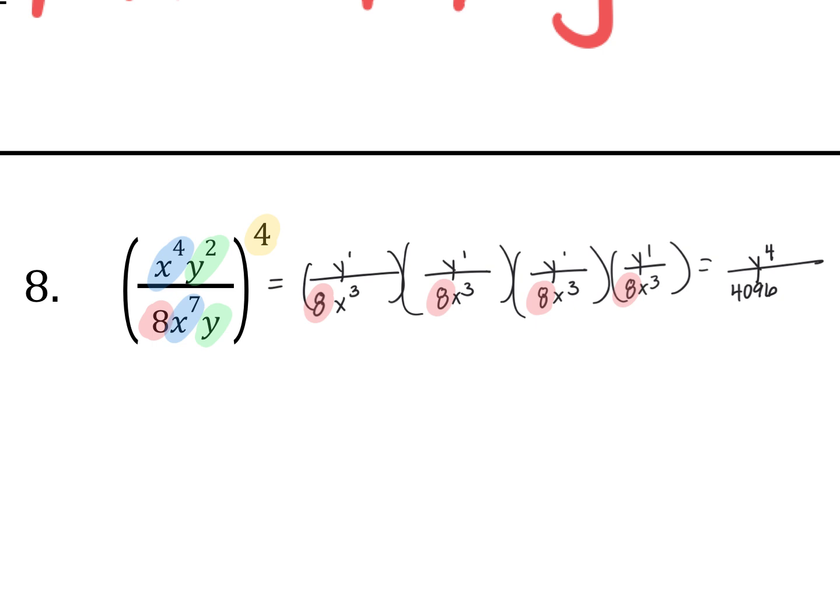And then I'm going to do my powers. I have x to the third, x to the third, x to the third, and x to the third. These ones, because they're power, we're going to add them. So 3 plus 3 is 6, plus 3 more is 9, plus 3 more is 12. So that's going to be x to the 12th. So this is already as simple as it's going to get.